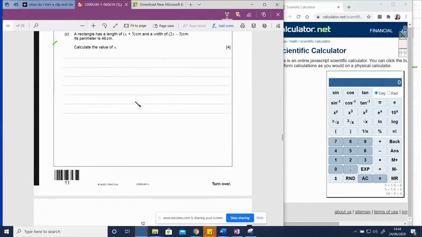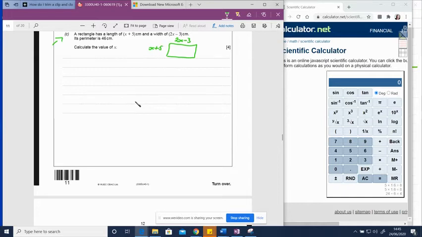Part C tells us that a rectangle has length x plus 5 and width 2x minus 3 centimetres. It tells us its perimeter is 46 centimetres and asks us to calculate the value of x. Well, as ever, I'm just going to start with a little sketch of a rectangle. I know that its width is 2x minus 3. I know that its length is x plus 5.